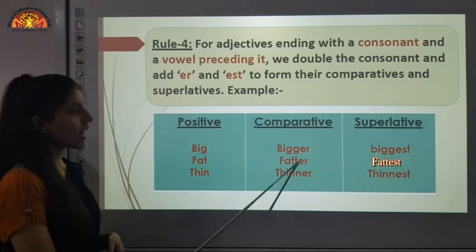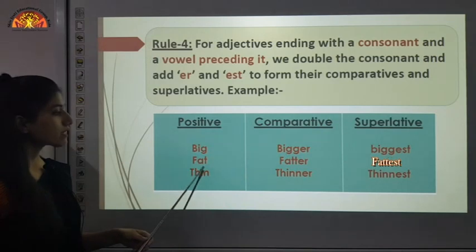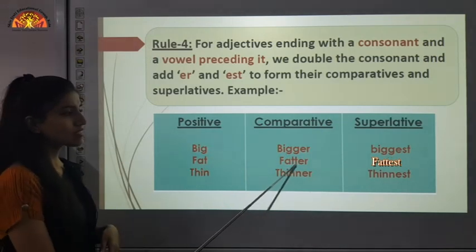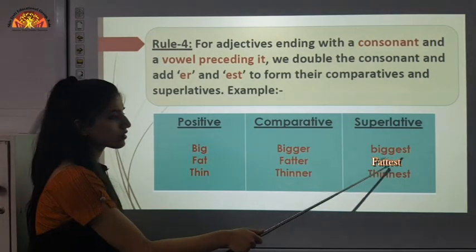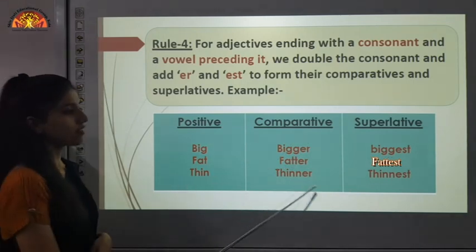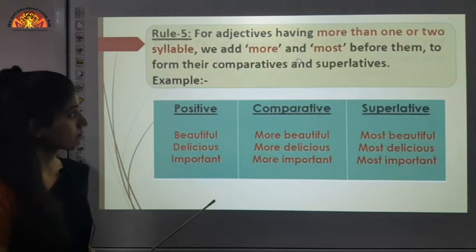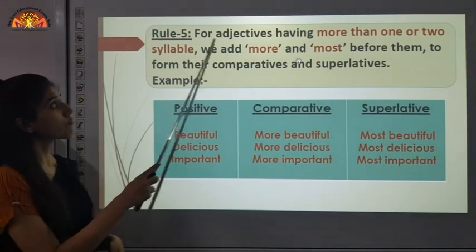So now fat, fatter, fattest. Here also we double the T, that is double T is coming, and here also. So now thin, thinner, thinnest.